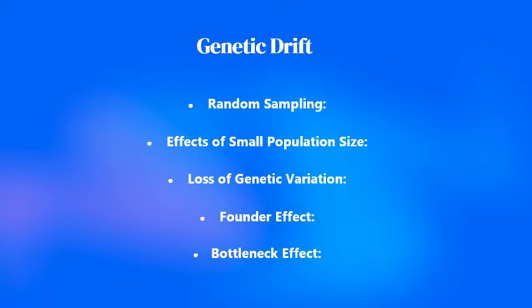The first one we'll talk about will be random sampling. In a population, individuals reproduce and pass on their genetic material to the next generation. However, not all individuals reproduce, and the genetic material passed on is a random sample of the parent generation's genes.